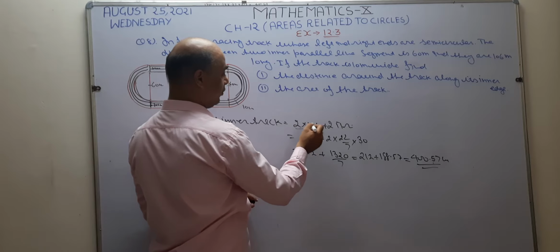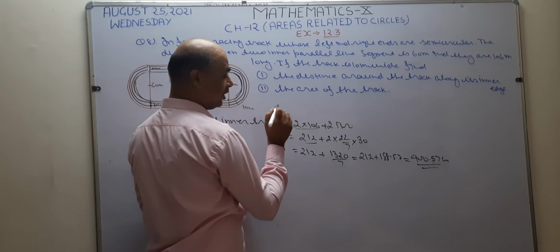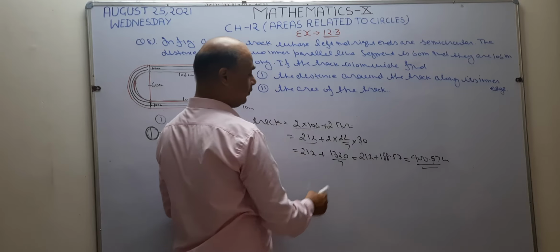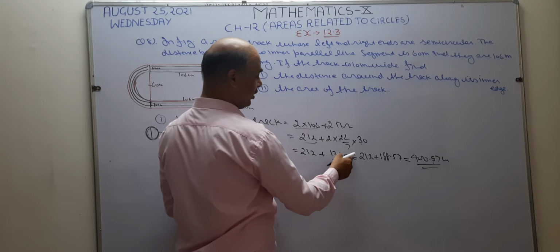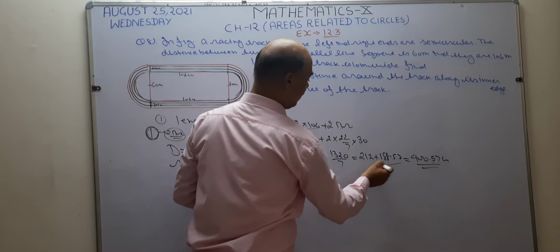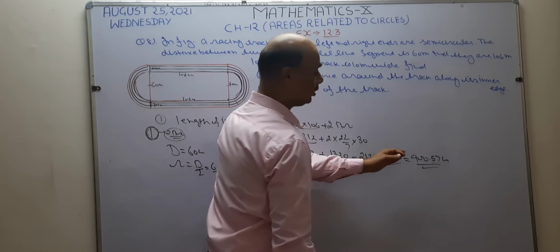When you multiply 106 by 2, this becomes 212. Nothing is going to cancel. So this becomes 44 into 3, 132 into 0 upon 7. When you divide this value and add it to this, you get your answer. So this is your answer.